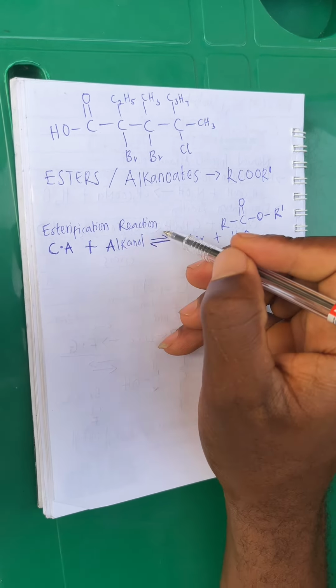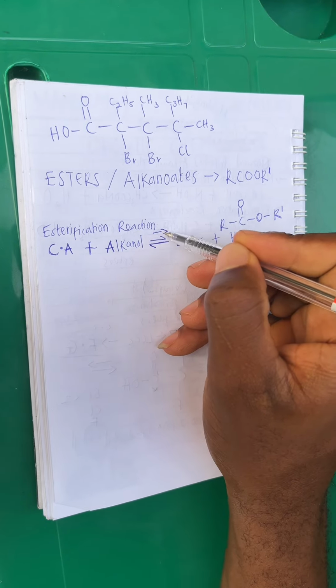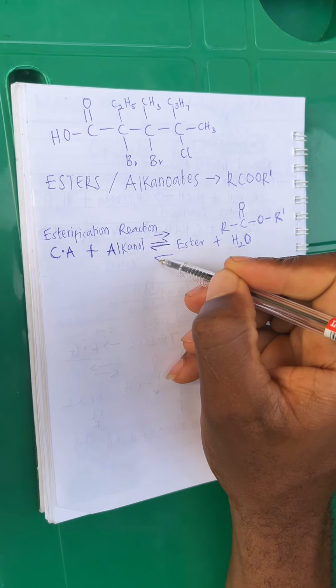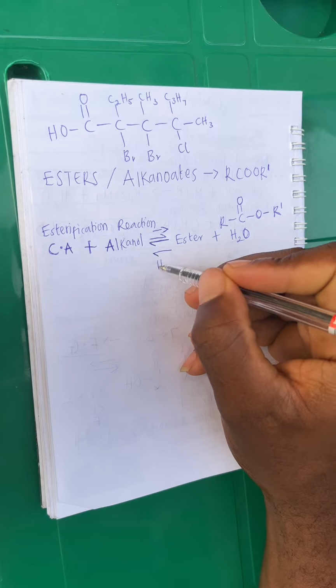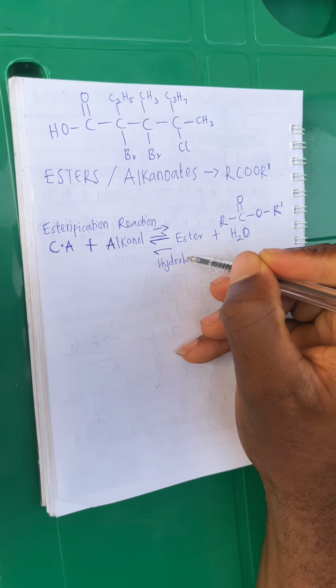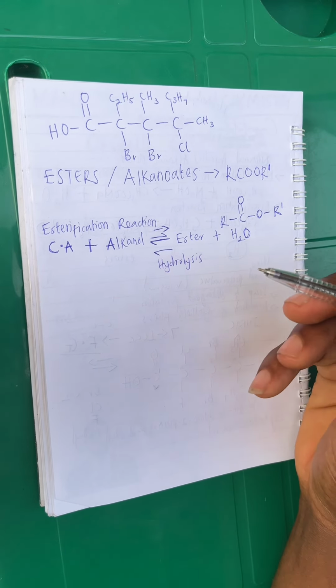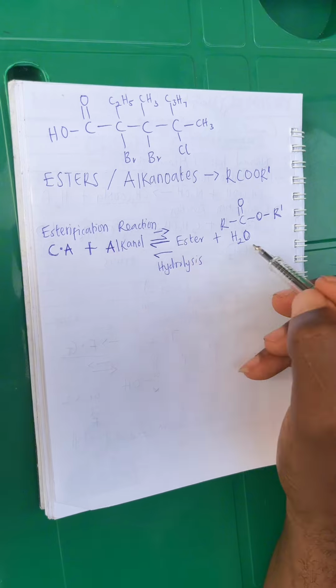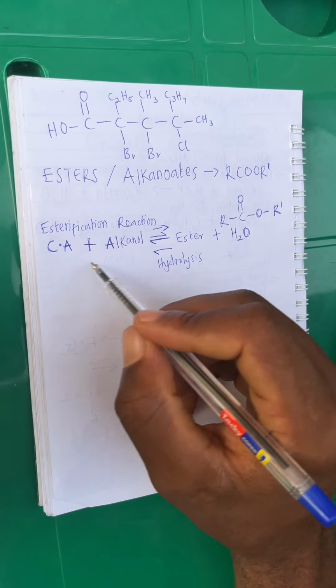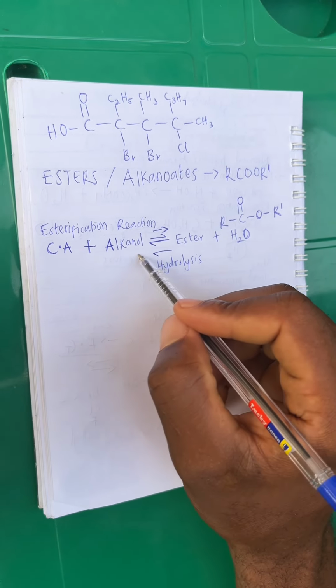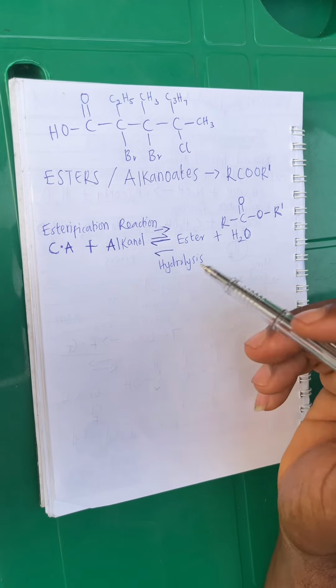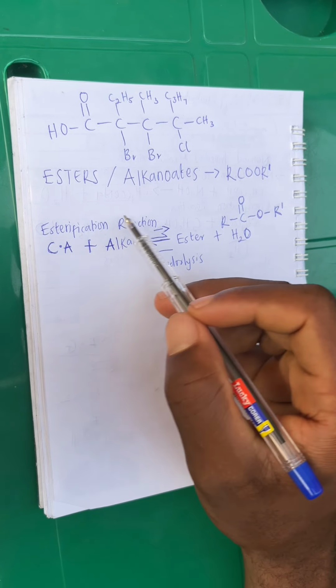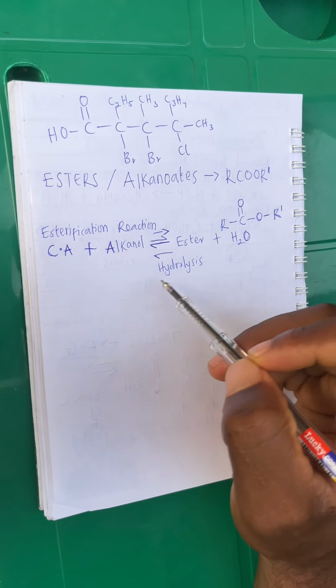The forward reaction we call esterification, while the backward reaction we call hydrolysis. Normally you should know that an ester can be hydrolyzed to form an alkanol and a carboxylic acid. So the reverse process of esterification is hydrolysis.